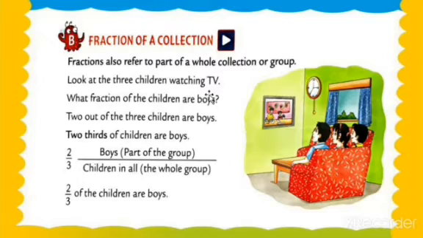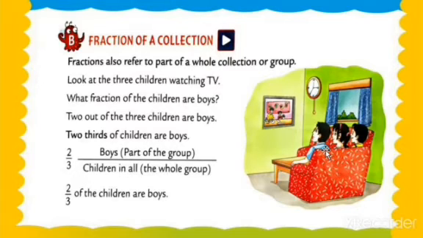Look at the 3 children watching a TV. See this, my dear students, these 3 students or children watching a TV. 1, 2 and 3. What fraction of the children are boys? Okay, my dear students, how many persons are there? 1, 2 and 3. There are 3 persons. Okay, and now we have to check the number of boys. How many boys are there? 1 or 2? 2 boys are there. So how can we write the fraction?